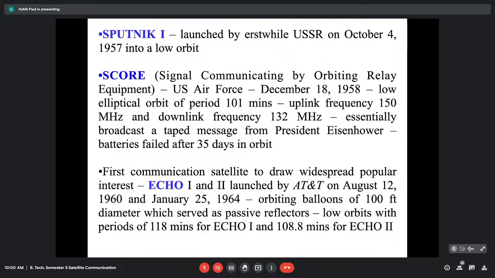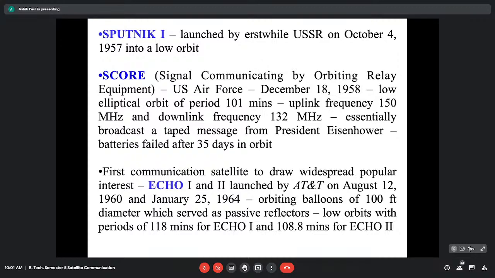So all these ideas that he put forward in 1945, the first successful launch of a satellite was still about 12 years later. It was Sputnik 1, we know, which was launched by the then USSR on 4th October. It was a low Earth orbit, that means a few hundreds of kilometers above the surface of the Earth. So that was the orbital altitude of Sputnik 1.